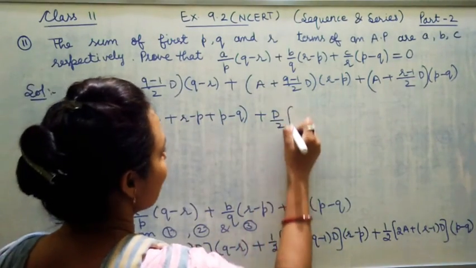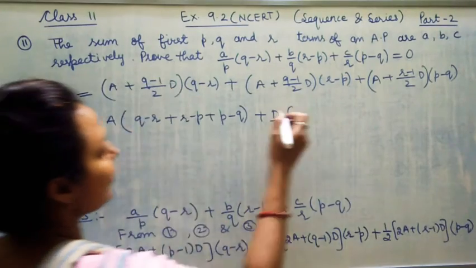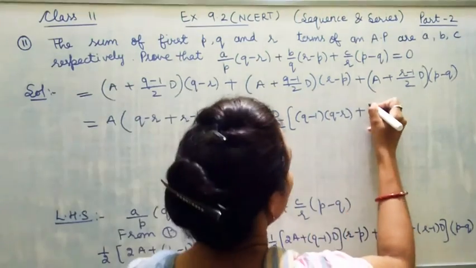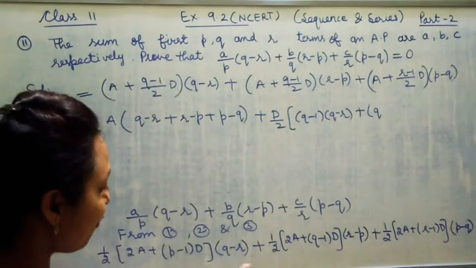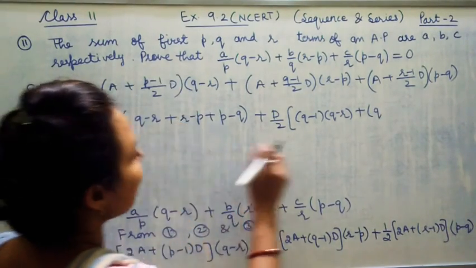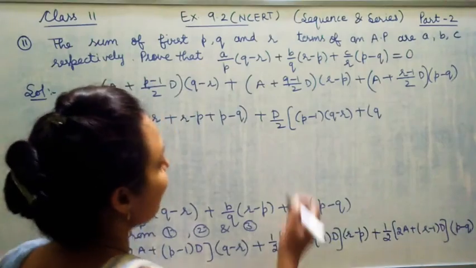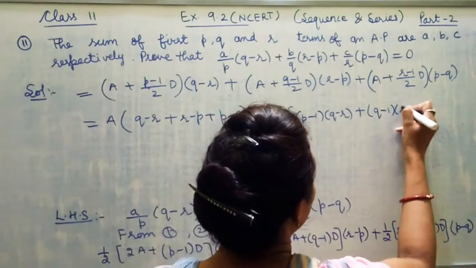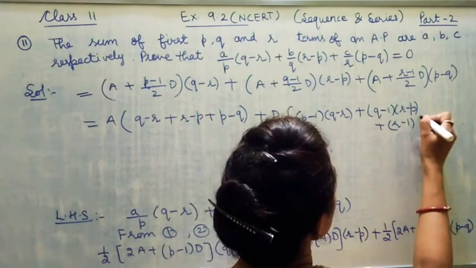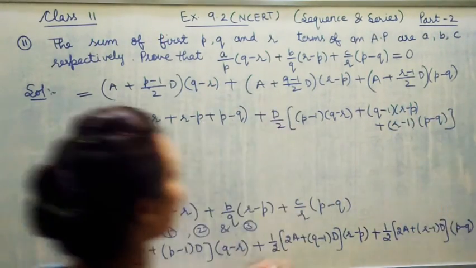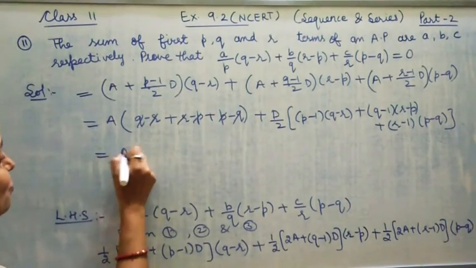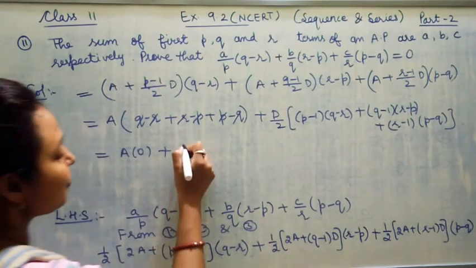When you take d common in half, the terms are (q minus 1)... no, this is p. So I will write it as p, right? So this is (p minus 1)(q minus r), (q minus 1)(r minus p), and the last one is (r minus 1) into (p minus q), right? Now I will take these q and r, p. This will be equal to 0. 0 into something, finished. So d by 2.